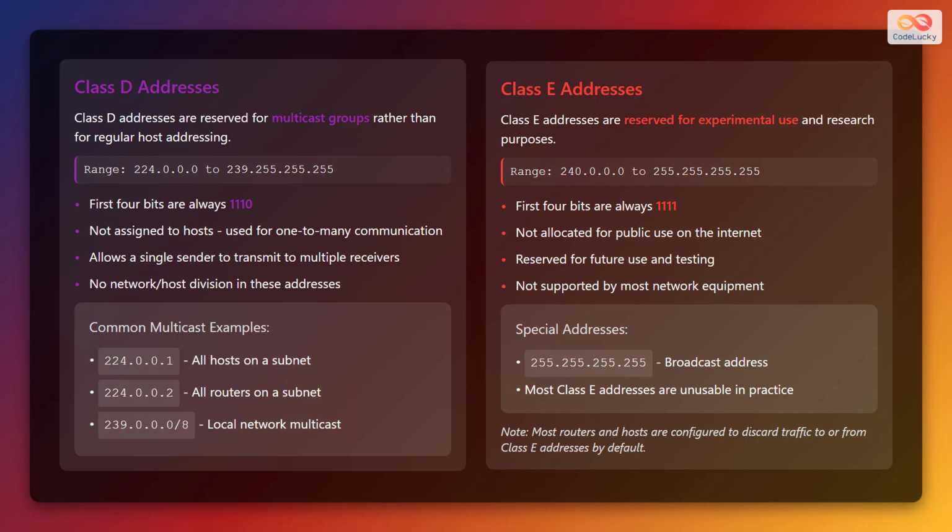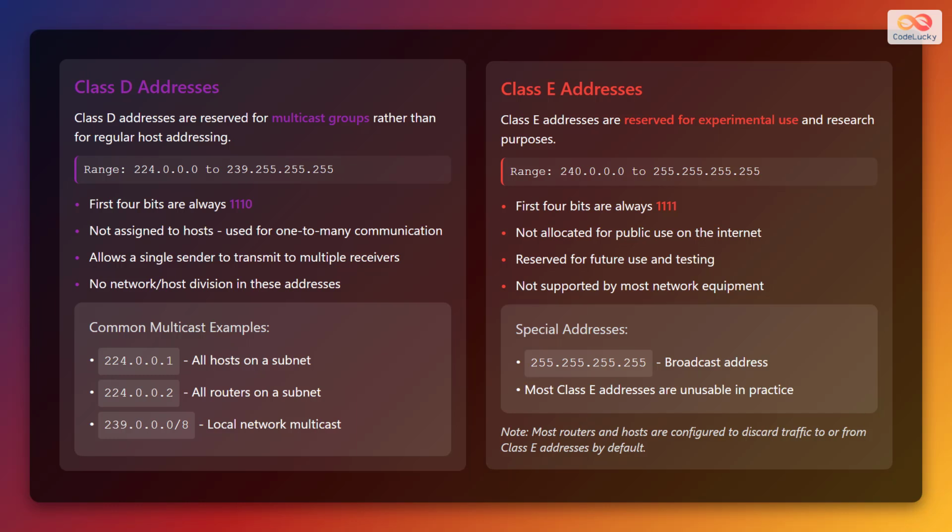These are not assigned to individual hosts, but are used for one-to-many communication. Class D addresses allow a single sender to transmit to multiple receivers simultaneously. There is no network or host division in these addresses.